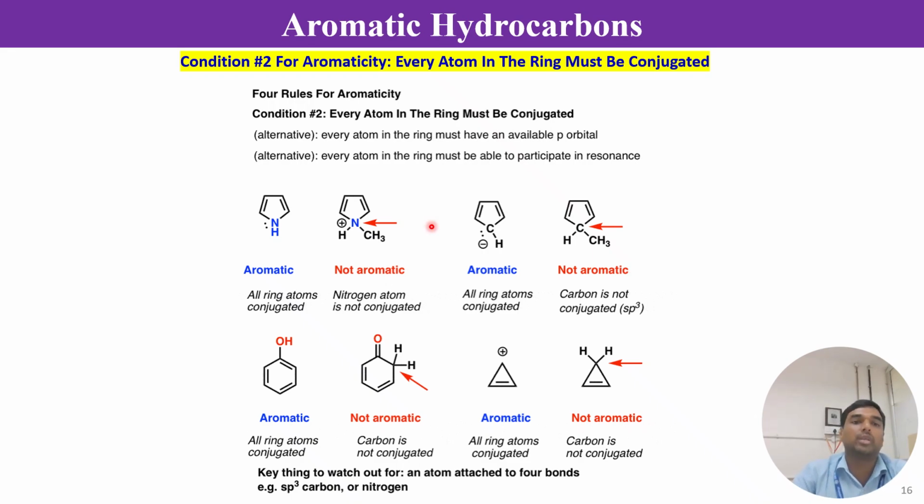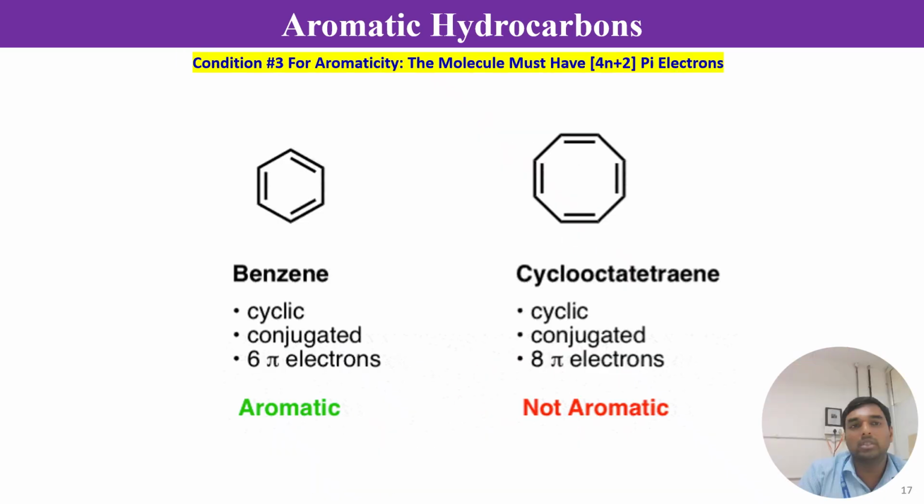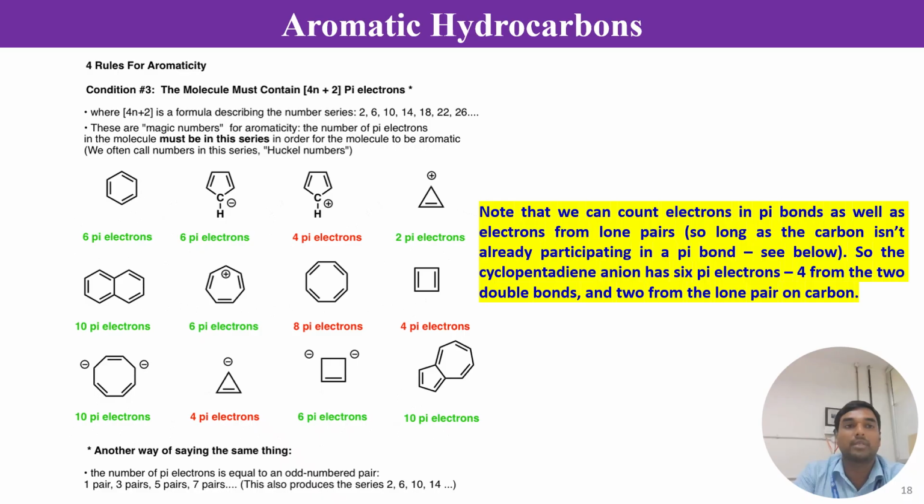The system must be conjugated. You can see this cyclopentadienyl is conjugated, but this methyl cyclopentadiene is not a conjugated system. Similarly, cyclopentadienyl carbonyl is conjugated, but this is not. Or phenol is aromatic, but its keto form is a non-aromatic system. So in this way, benzene is an aromatic system because it follows Huckel's rule of aromaticity: a cyclic conjugated system with 6 pi electrons. But cyclooctatetraene has an 8 pi electron system. Although other characteristics are followed, that's why it is non-aromatic.